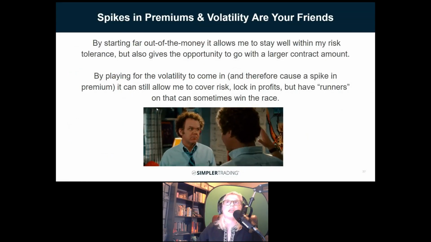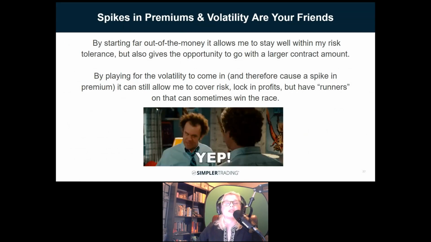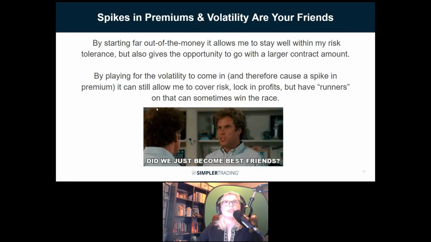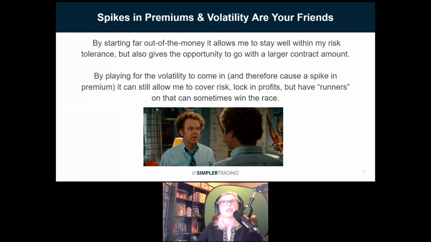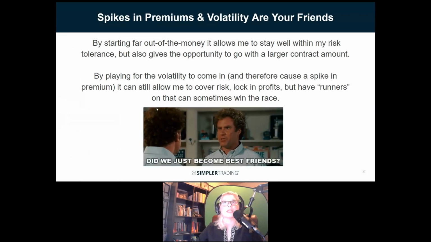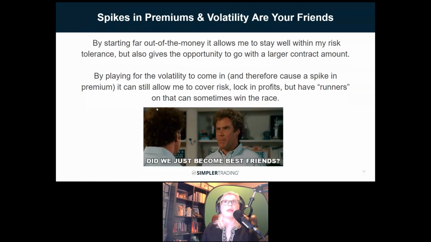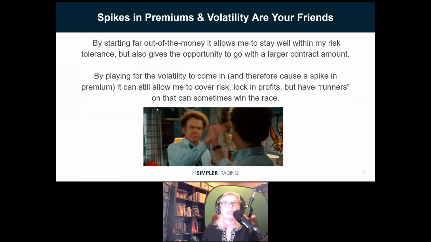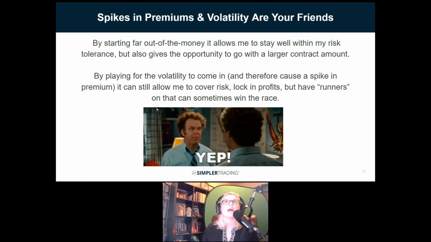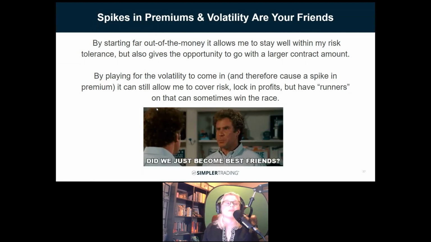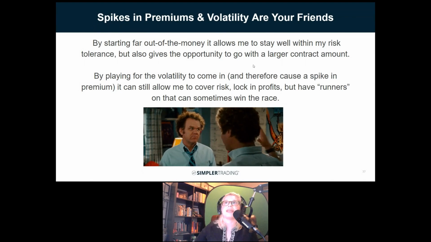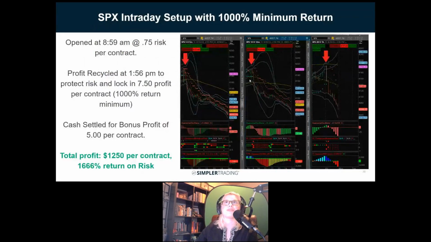So, by starting far out of the money, it allows me to stay well within my risk tolerance, but also gives me the opportunity to go with a larger contract amount. By playing for the volatility to come in and therefore cause that spike in premium, it can still allow me to cover my risk, lock in profits, but have runners on that can sometimes win the race, right? It can be like your best friend.